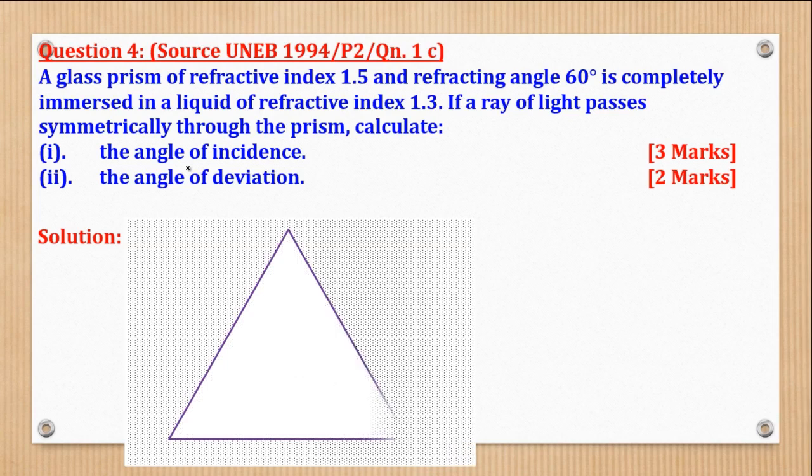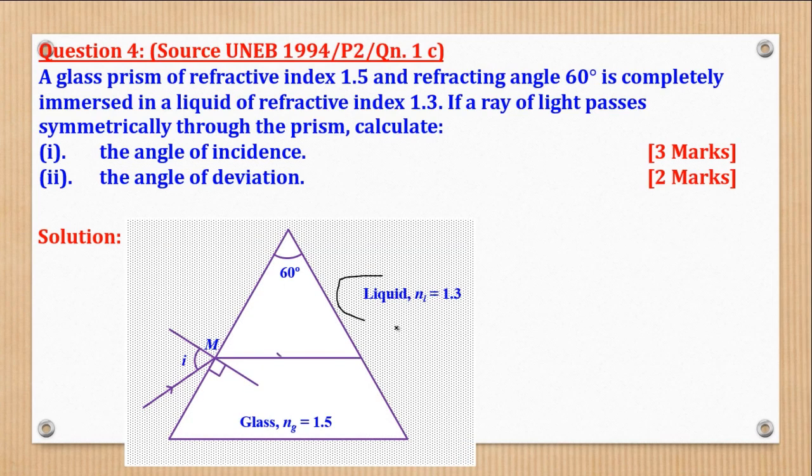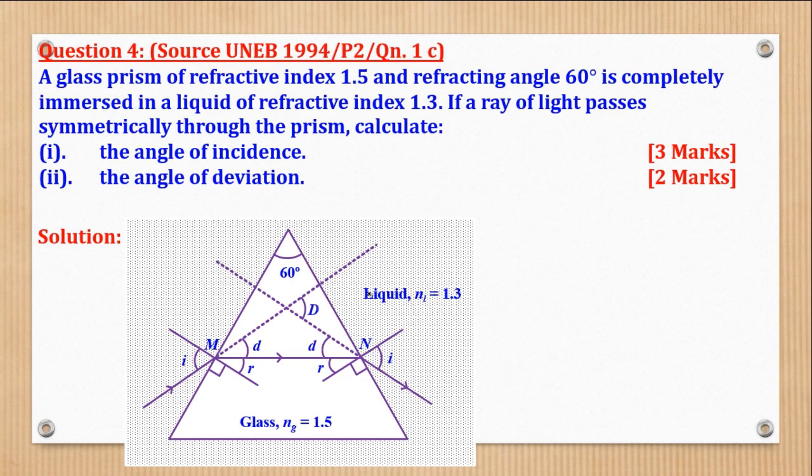So this one is a little funny because it is different from the ones we've been dealing with. The prism has been placed in air, but now it is placed in a liquid. And this liquid, its refractive index is not 1. For air, it was 1 and it was okay. But now it is not 1, meaning we have to cater for it. Because it is symmetrical, this I will be equal to this I, this R will be equal to this R, and this D will be equal to this D. The prism angle is that. So for symmetry, A is equal to 2R, so R is A over 2, which is 30 degrees.